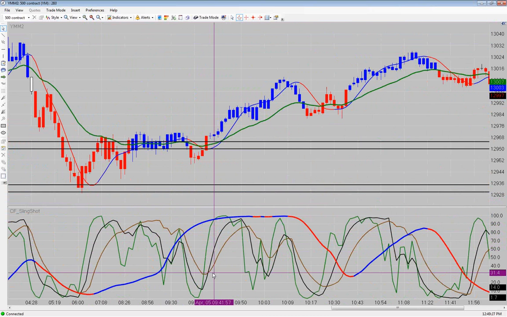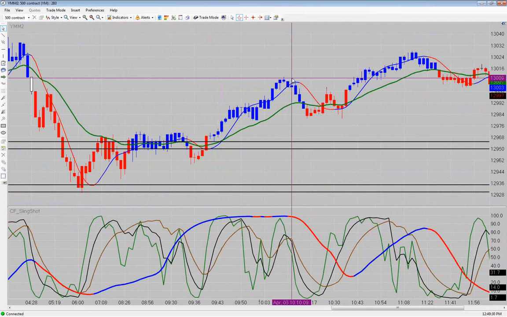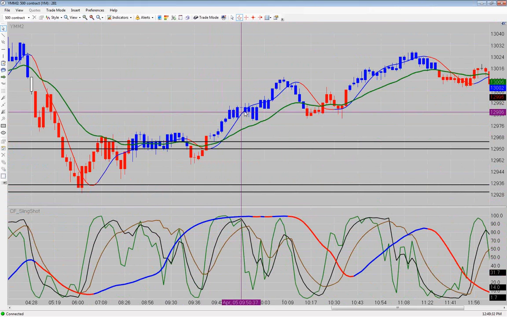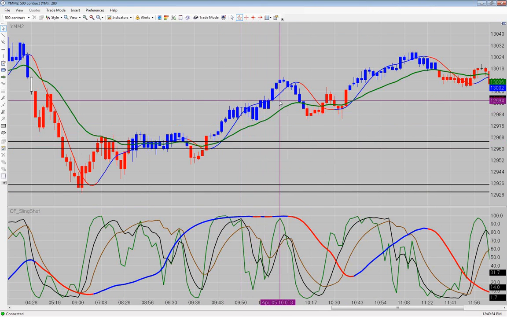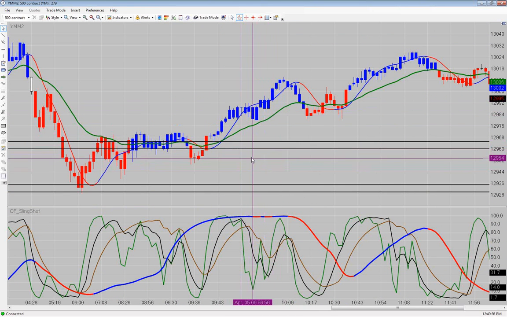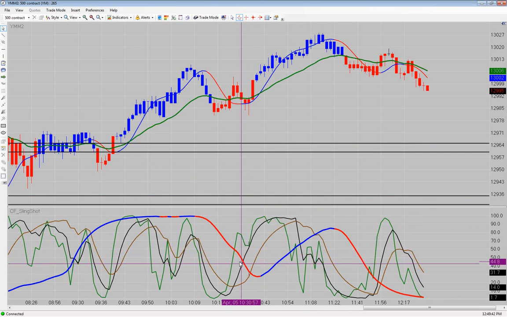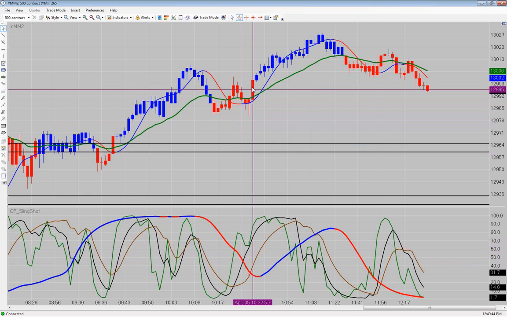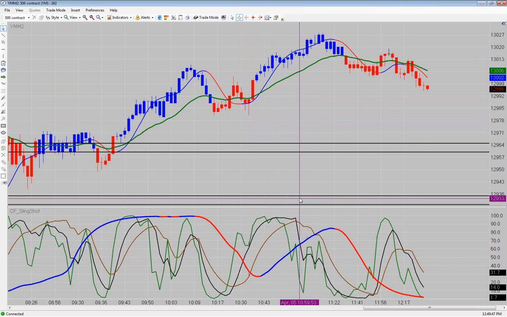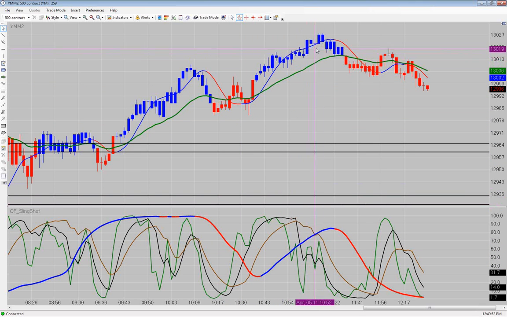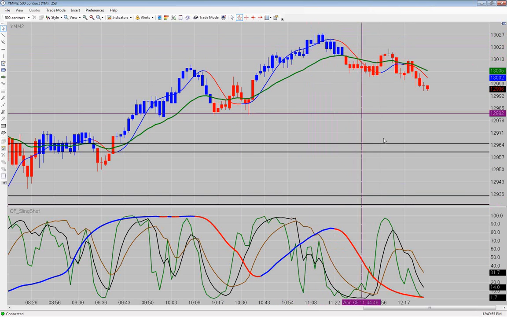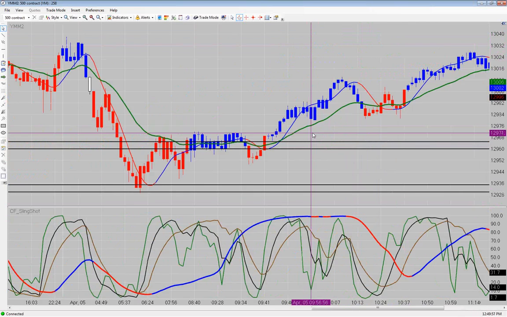Okay, so all the lines moving up, price moving up. It's a little harder to discern on the 500 contract, but all the lines moving down right over here, price moving down. All the lines moving up in here, price moving up. All the lines moving down right in here. It moved down. It pulled back up a little bit first, but it did end up going back down.